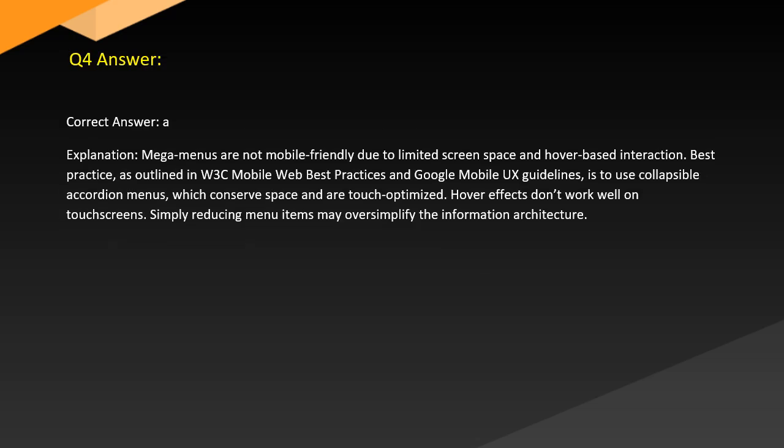Answer. Correct answer: A. Explanation. Mega menus are not mobile-friendly due to limited screen space and hover-based interaction. Best practice, as outlined in W3C Mobile Web Best Practices and Google Mobile UX guidelines, is to use collapsible accordion menus, which conserve space and are touch optimized. Hover effects don't work well on touchscreens, and simply reducing menu items may oversimplify the information architecture.